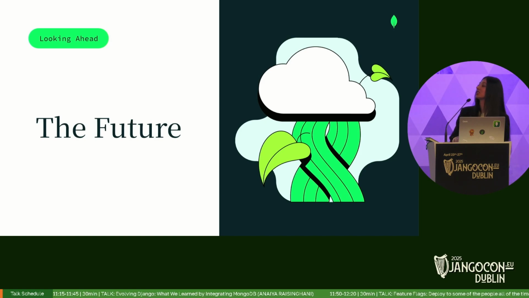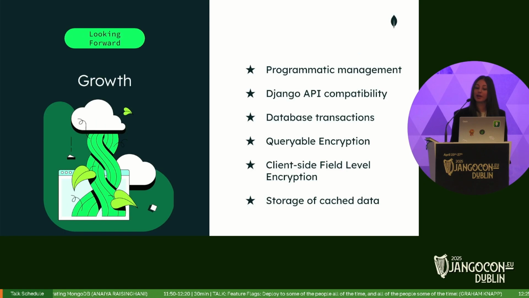But that begs the question, right? What exactly can you expect from our GA? You can prepare for programmatic management of vector search, Atlas search, and geospatial indexes by using the Django API, vector search, Atlas search, and geospatial queries through the Django API, queryable encryption and client-side field-level encryption, database transactions, storage of cached data in the database, and even more great features and functionalities to look forward to.